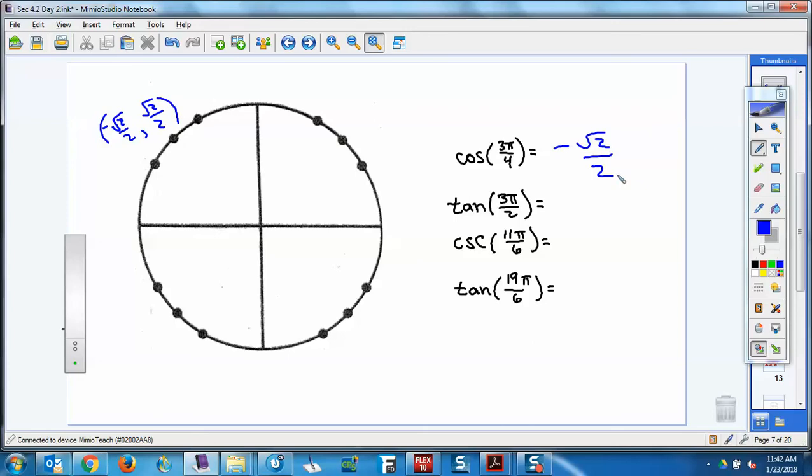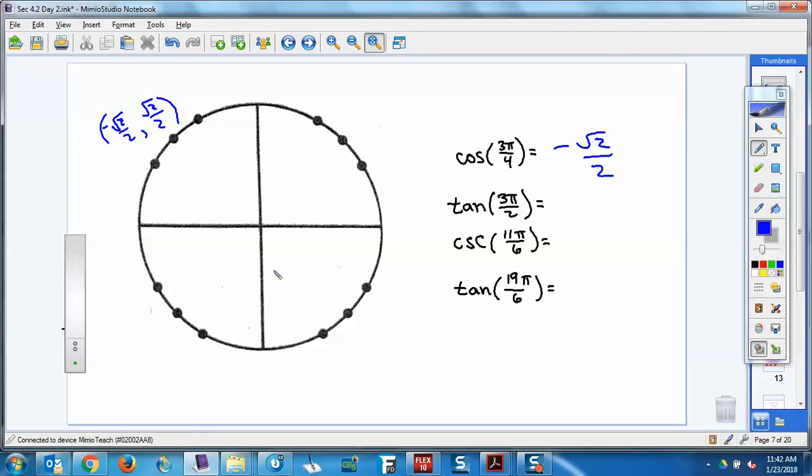And eventually all that thinking is in your head, right? 3 pi fourths, that's over here. X would be negative, y would be positive. It's a 45-degree situation because of the pi fourths. Root 2 over 2 comes to mind.